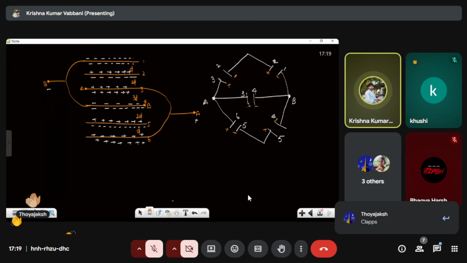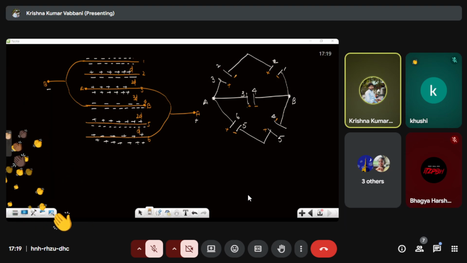The capacitor is formed here. Do you understand? Is the capacitor formed?